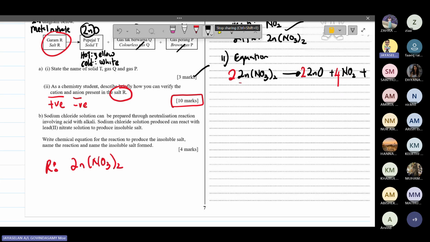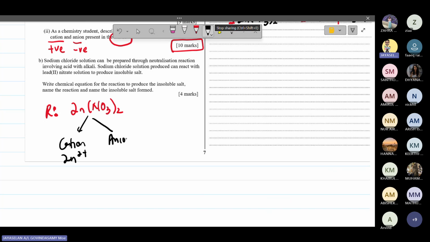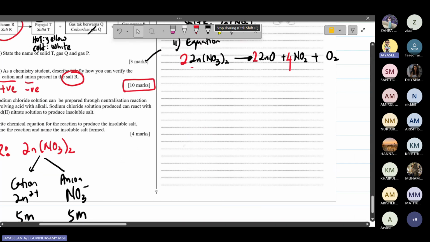In zinc nitrate, what is the cation present? The cation present is zinc ion. What is the anion present? The anion present is nitrate ion. This is 5 marks, this is 5 marks. Total 10 marks. I don't want to waste my time doing other questions. I do this and go back. Okay, so how to do this question?